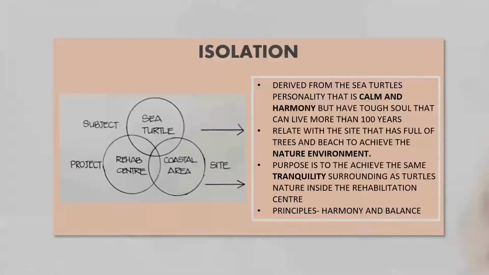Next, we move on to the concept study. The concept that has been applied is isolation since it can relate with the subject and it can be derived from the sea turtle's personality itself that is calm and harmony and has a tough soul that can live more than 100 years. And to relate with the site that is full of trees and beach that can achieve the nature environment. And the purpose is to achieve the same tranquility, surrounding as total nature inside the rehabilitation center. And the principle that can be applied is harmony and balance.